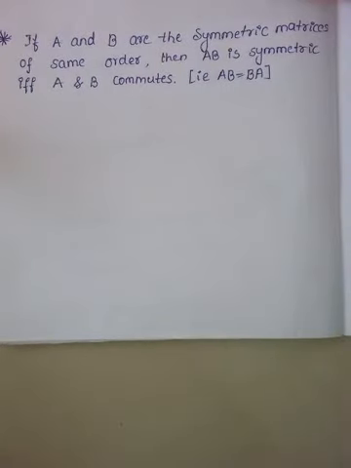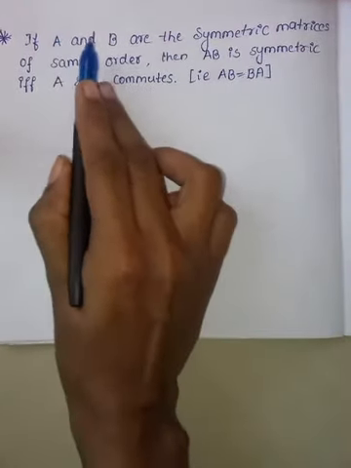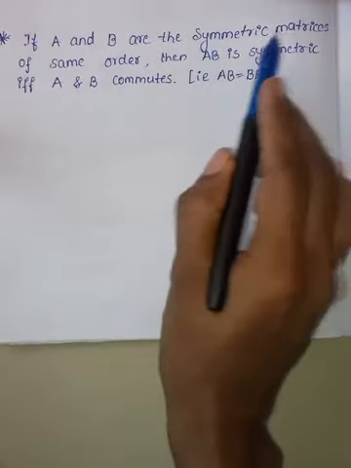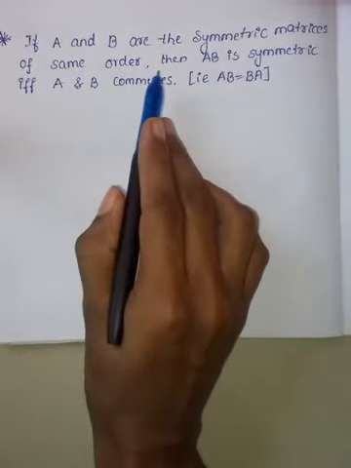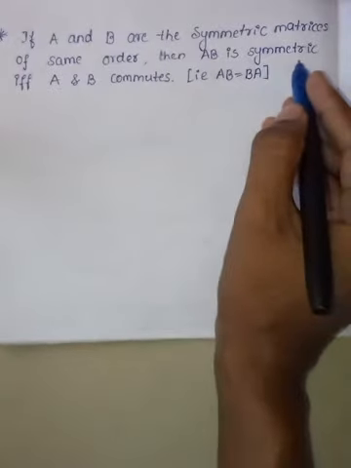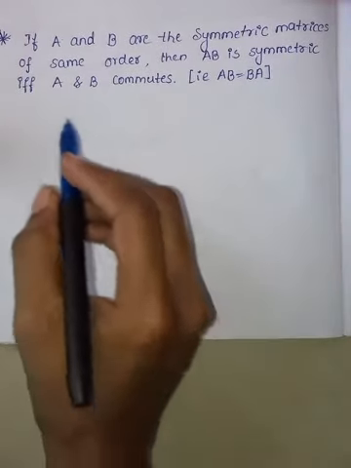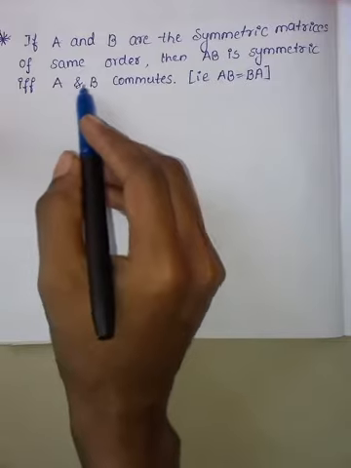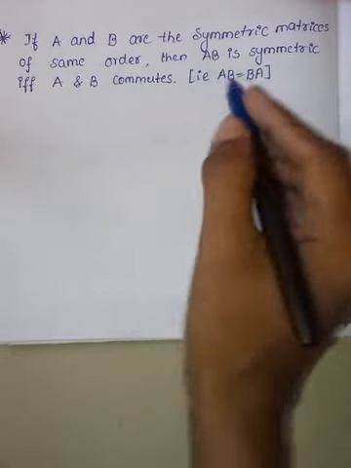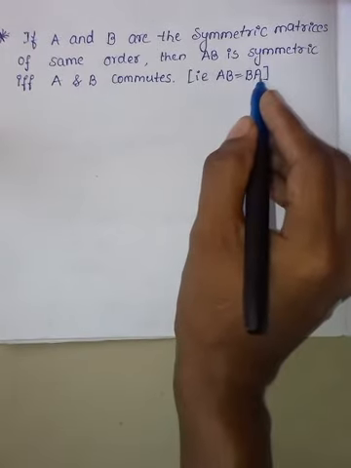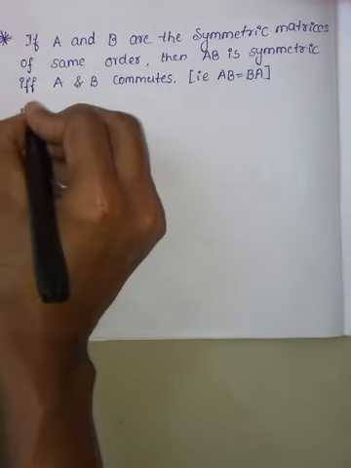Next result: if A and B are symmetric matrices of the same order, then AB is symmetric if and only if A and B commute. A and B commute means AB equals BA. The proof is like this.